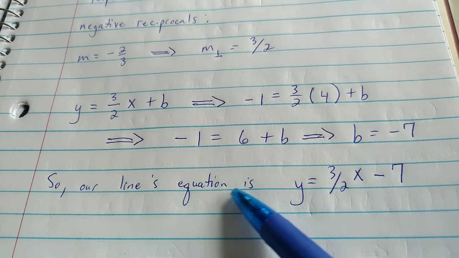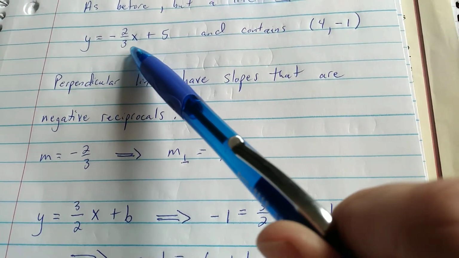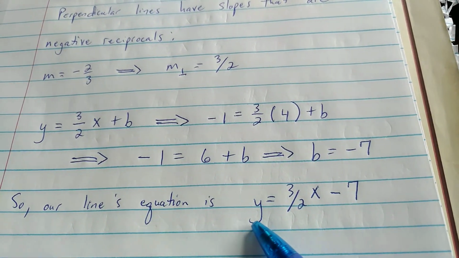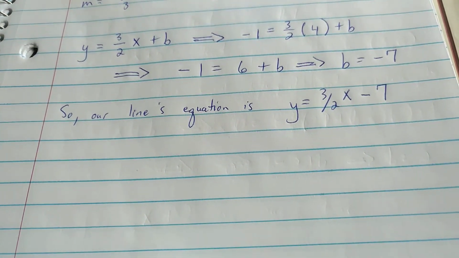So our line's equation, the one that's going to be perpendicular to the one that was given way up here, the one I was looking for, perpendicular to this one, has the equation y equals 3/2 x minus 7.